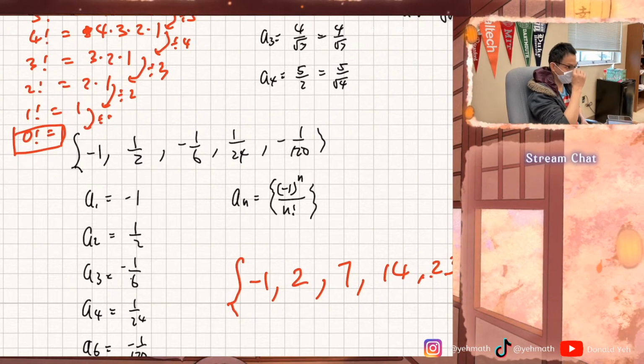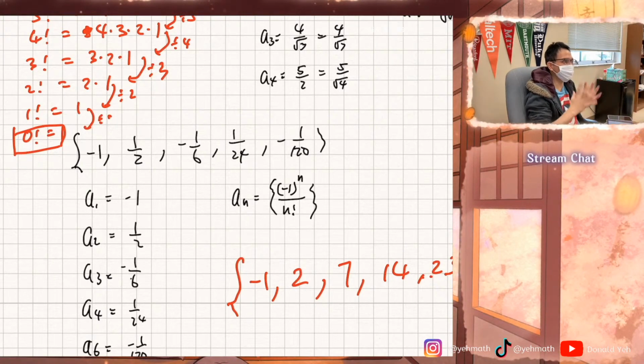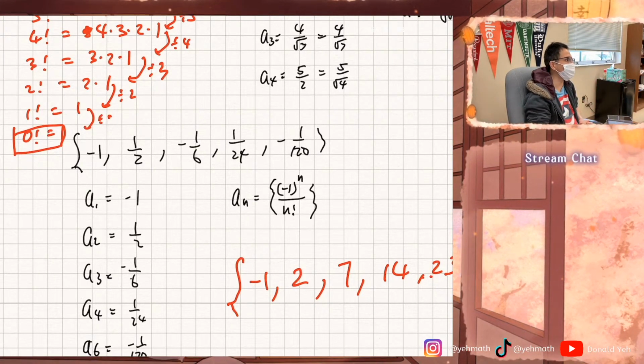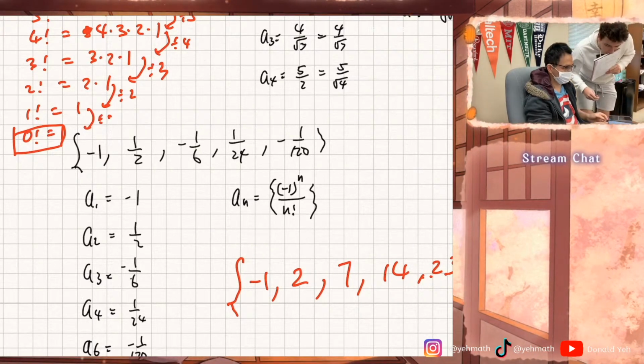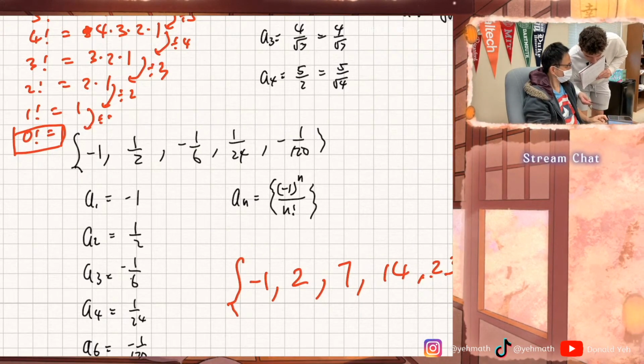Okay, I don't know how to get there. There's no way to know this. Just pure logic. Oh, so there is no actual notation for it. You just have to write down the pattern.